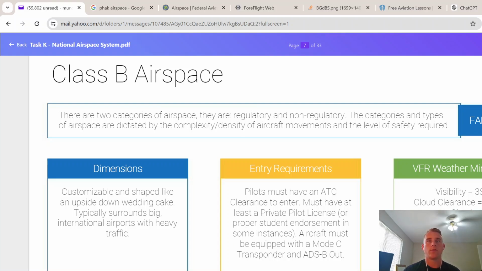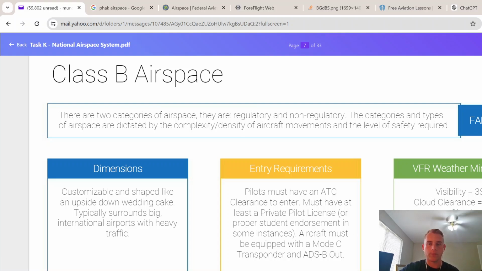Entry requirements. So what are the equipment requirements for entering into Bravo airspace? Aircraft must be equipped with a Mode C transponder, ADS-B out, and a two-way radio. Pilot requirements to enter Class Bravo airspace. Here's a question for you guys: can you enter Class Bravo airspace if you are a student pilot? The answer is yes. However, you need to have a proper endorsement in order to enter a Class Bravo airspace. Okay? If you do not have this endorsement and you are still a student pilot, you cannot enter the airspace. So you need to have at least a private pilot's license.